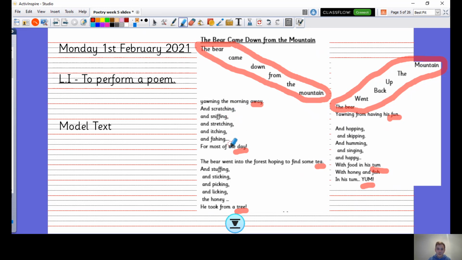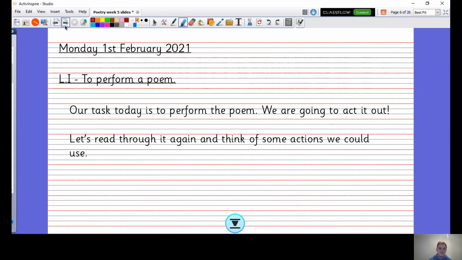Excellent. Well, there's lots of ing words, aren't there? Stuffing, sticking, picking, licking. So sticking, picking, licking, they all kind of rhyme. So they've all got the same k sound in there as well as the ing sound. Scratching, sniffing, stretching, itching, fishing, hopping, skipping, humming, singing. They've all got that ing sound in. Those are lovely rhyming words as well. Excellent work, team. So that's our model text that we're going to be using.